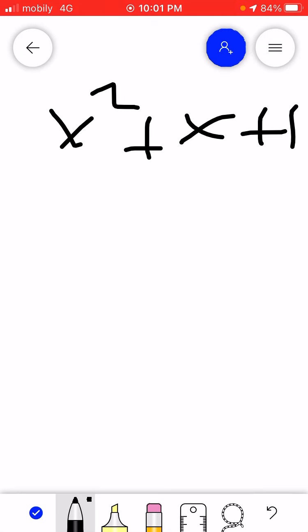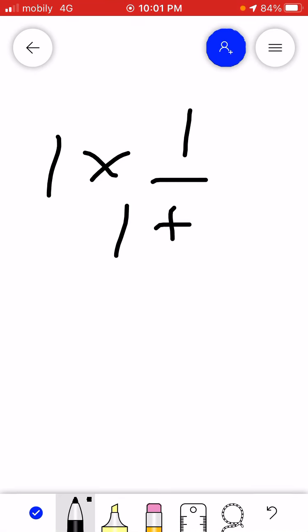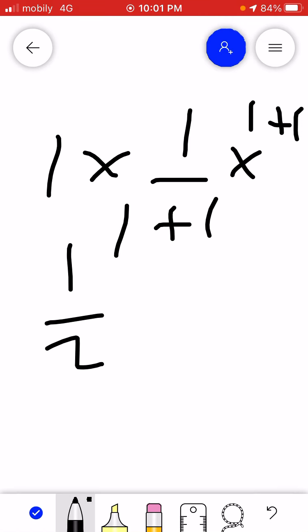Since we already checked the first one, to find x, we know that the constant for x is basically 1, times 1 over 1 plus 1, because the power of x is basically 1, times x to the 1 plus 1. And what do we get? 1 over 2, a half, times x squared. So plus half times x squared.